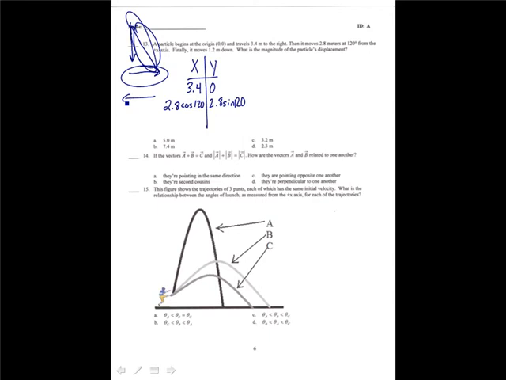And then finally, the x component of the third vector is 0, it's just moving down, and the y component is minus 1.2. It's negative because it's going in the negative y direction. Alright, you add these up.